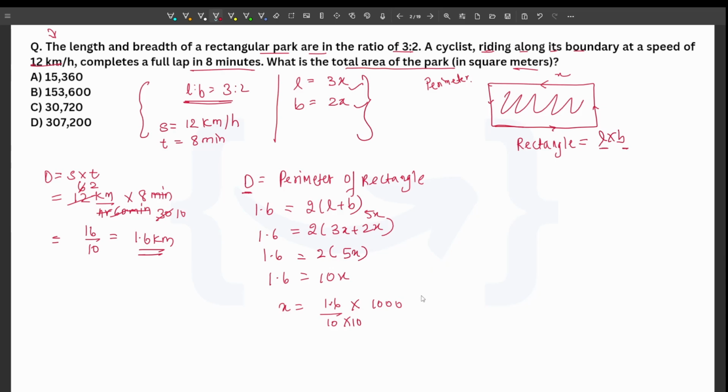So 1000, 1 kilometer has 1000 meters, isn't it? So the 0 will go away. So you will end up having 160 as your x value. Now, if you are able to find the x value, don't you think you will be able to find your length and breadth as well?